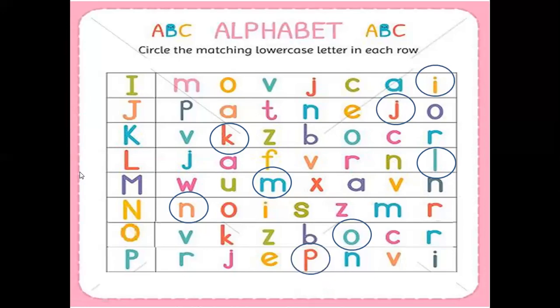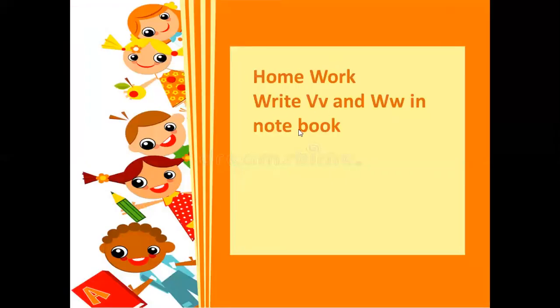Very good. Now it's time for homework. What you will do? You will write the capital and the small, the lowercase and the uppercase, V and W in your notebook. You will use the first three lines for the capital and the middle and the last line for the small v, and same like this for W also. You will write it in your copy and then you will check it with your teacher.